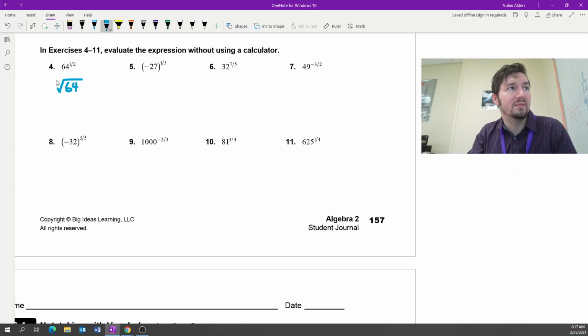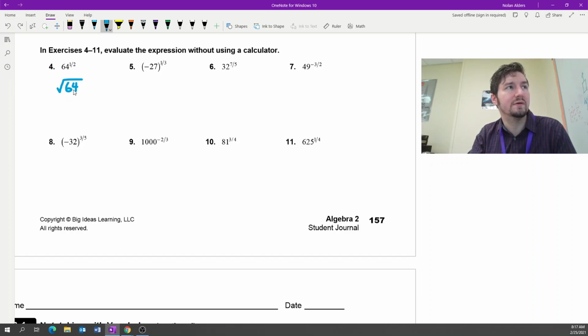where 2 is the base of the square root. And when we do a square root, we don't actually write the 2, but we could. There's nothing necessarily wrong with that. We just don't by convention. So if there's no number here, then it's a base 2.